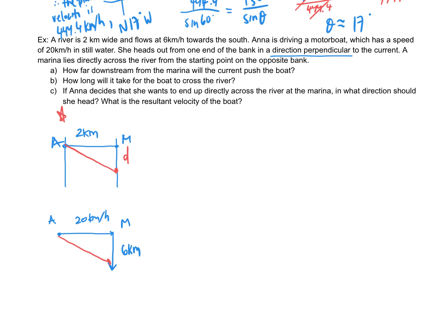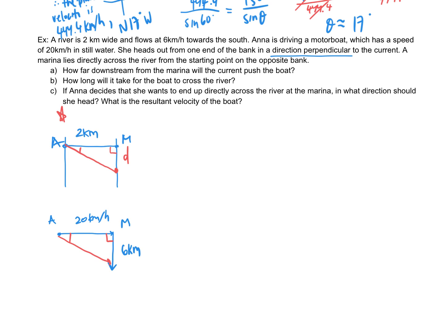Now, I don't have any information in this triangle. However, these two triangles here are similar triangles. The reason being, all their angles are the same. So this angle here, it's a 90-degree angle for both because the river is 2 kilometers wide and that distance is perpendicular to that river bank. And here we were told she's traveling perpendicular to the current. So we know both of these are 90. And this angle here and this angle here, they both represent the direction Anna's actually traveling in, so they must match. And then automatically the third angle has to be the same.